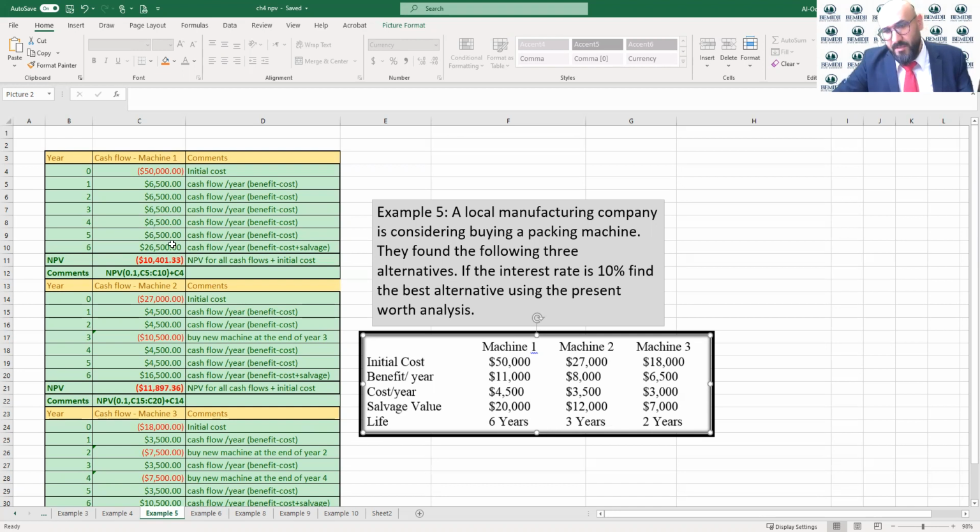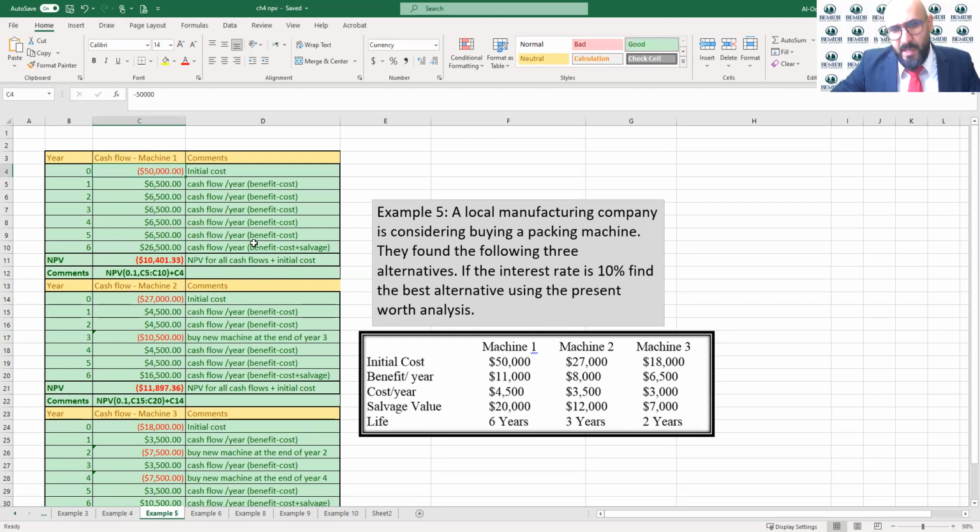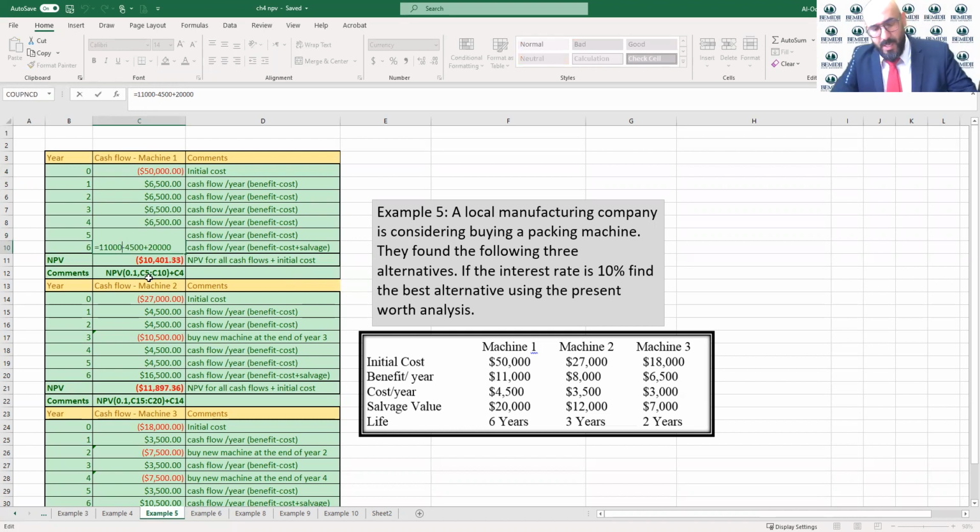So let's go ahead and build the cash flow for each one of these machines, and we will conduct the net present value analysis for each one of these machines. So machine 1, we have $50,000. We're going to run this machine for 6 years. Look at the transaction every year. You will see a net 6,500, and the 6,500 comes from the benefit minus the cost. As you see, the benefit is 11,000, the cost is 4,500, the net cash flow would be 6,500. The same thing from year 1 to year 5, and then we add the salvage value on year 6, the $20,000. So this is something similar to what we did in the previous example.